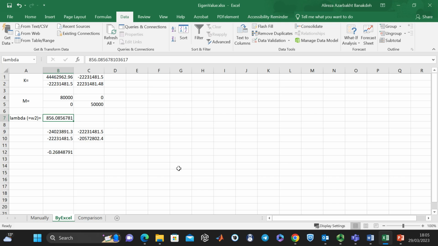That's it for using Excel to solve this problem. If you're dealing with bigger matrices, it's very easy just to follow this instruction here. You can work with any dimension in your matrix just to calculate the eigenvalue analysis. And this tool is also good for solving other sorts of systems of equations if you have any.